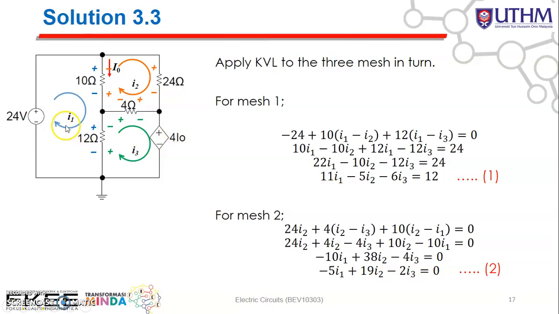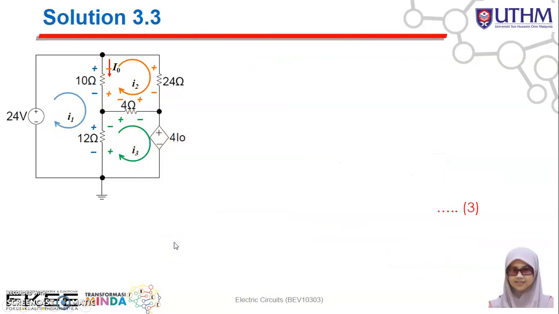Okay, so we are done with the first mesh and second mesh, and then we go to the third mesh, right? So for the third mesh, you start from this point, then to here and finish here, right? So here you see the positive sign, so that's why you have 4 I0 plus, here I have 12 ohm multiplied with I3 minus I1, so 12 multiplied by I3 minus I1 plus, here is the 4 ohm, 4 ohm multiplied with I3 minus I2, right, equal to 0.